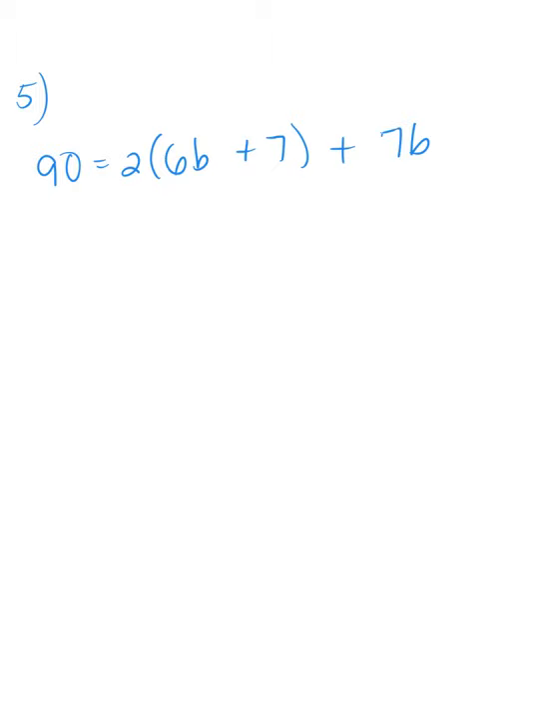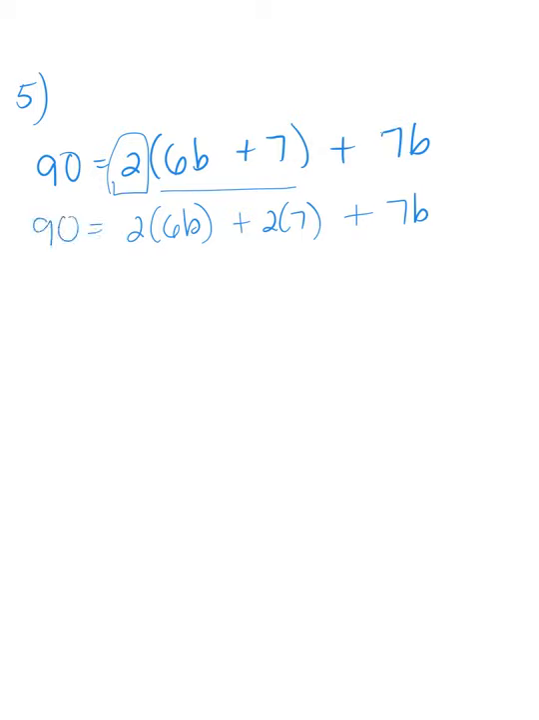So, I got 90 over here by itself. So, the first thing I have to do is distribute. I have to distribute this 2 to what's in parentheses. So, if you need to write it like this, you can. You're doing 2 times 6b plus 2 times 7. Can you skip that step? Yes. Good. You can skip the step I just wrote down and do it all together.